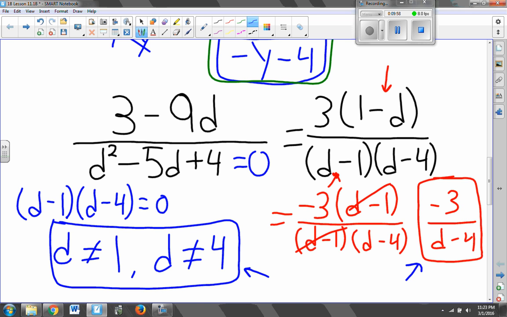If you have questions about factoring out a negative sign before we cancel, please make sure you make a note to ask me that in class tomorrow.